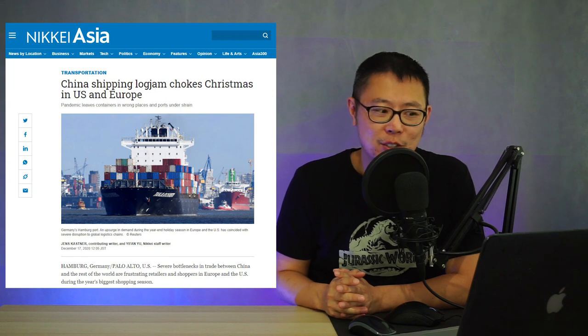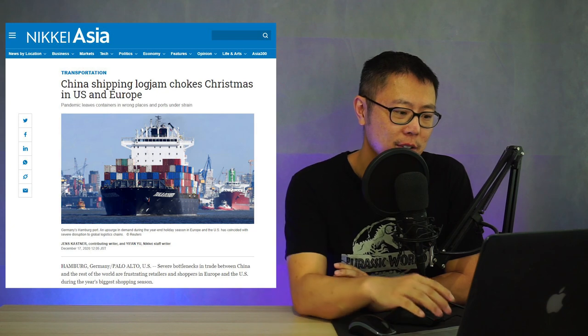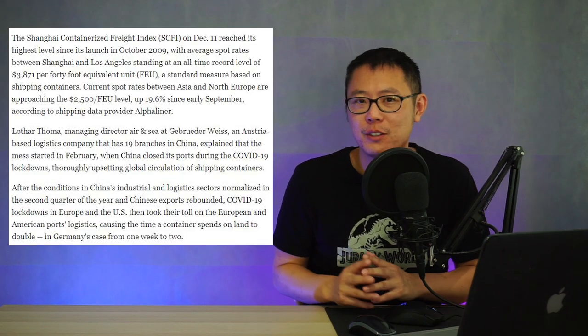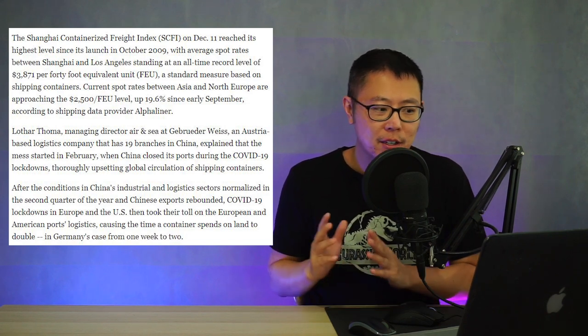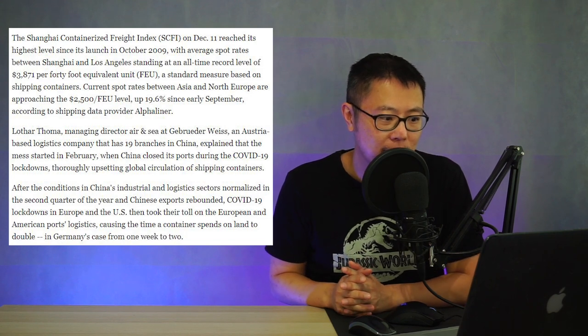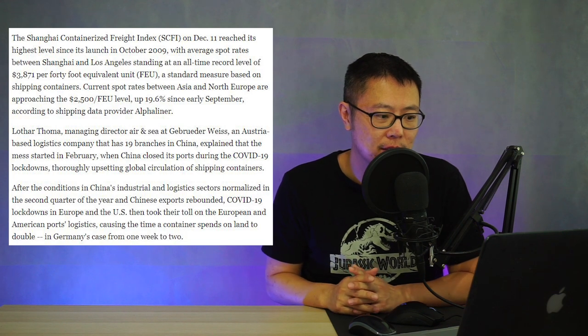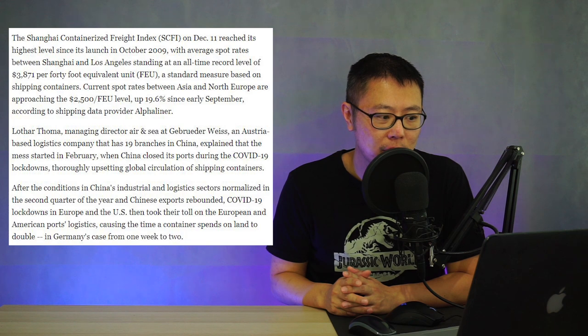Okay, let's take a look at this news article from Nikkei Asia, and it says China shipping logjam chokes Christmas in US and Europe. And I thought this was super interesting. I really urge you guys to go and check out this article. I'll leave a link in the description below. But essentially, they're saying the Shanghai Containerized Freight Index on December 11 reached its highest level since its launch in October 2009, with average spot rates between Shanghai and Los Angeles standing at an all-time record level of $3,871 per 40-foot equivalent units.